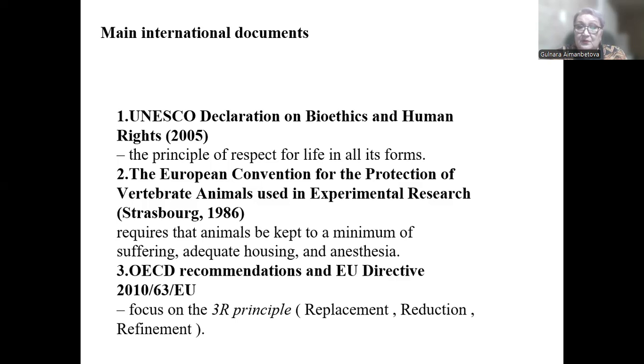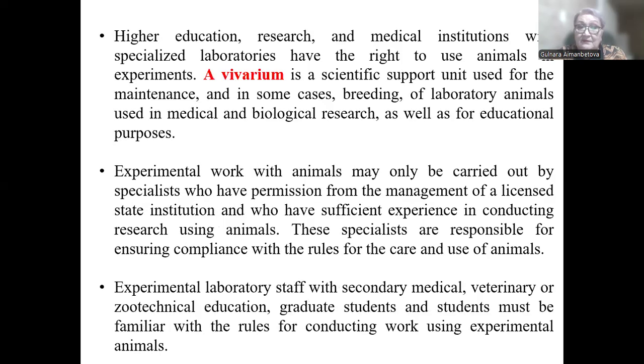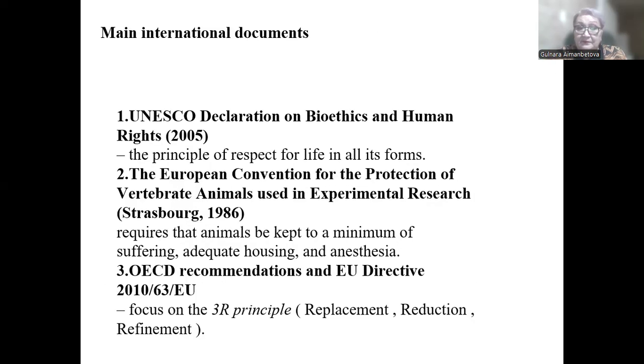The third, OECD recommendation and EU Directive 2010/63, focus on the three R principles: replacement, reduction, refinement.